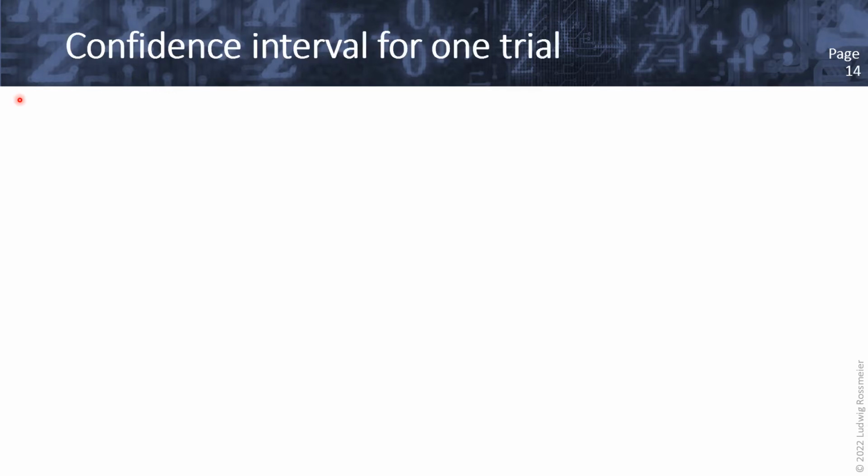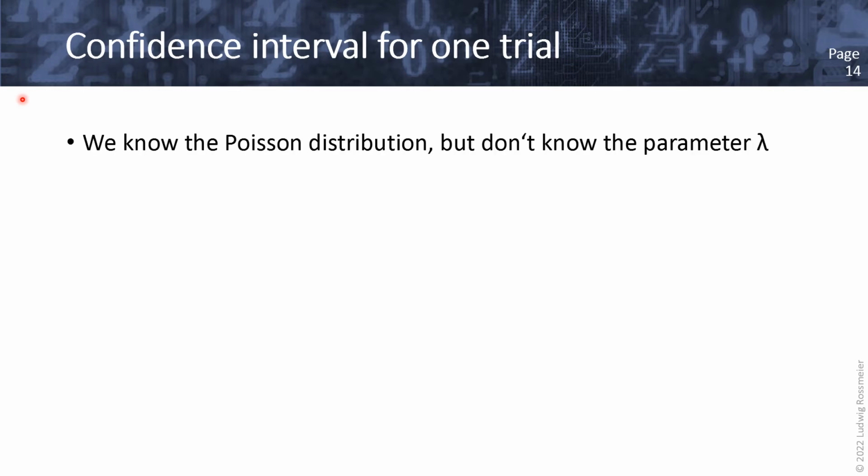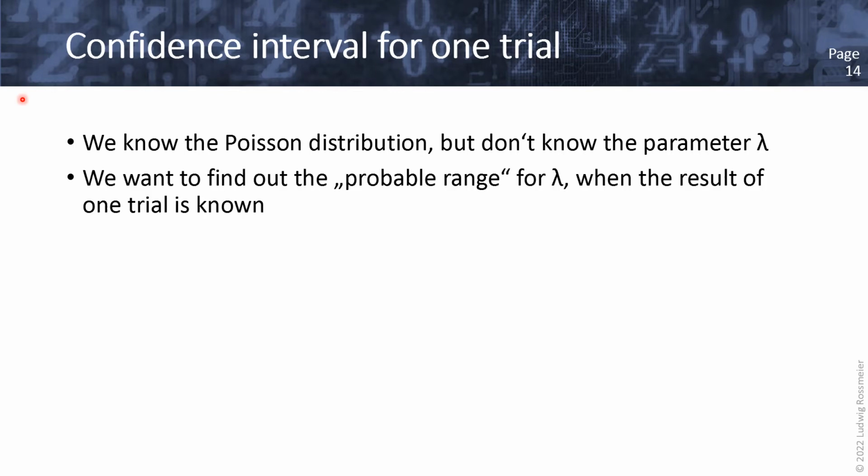So now let's come back to our main question, which is about the confidence interval if we have just one trial available. We know that the Poisson distribution is a good approximation for soft error rate, but we don't know the parameter lambda so far. Lambda needs to be determined. We want to find out the probable range for lambda when the result of one trial only is known.